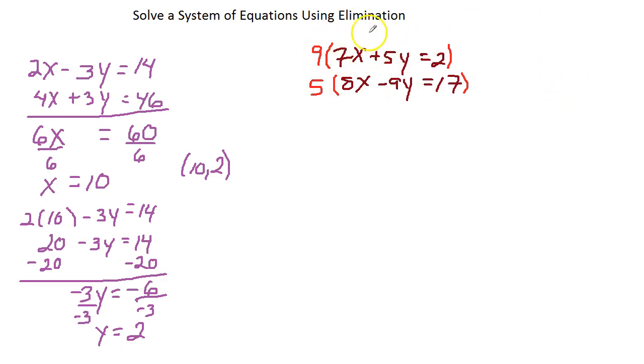And then you just distribute. We just take this 9 times everything. So let's see, we're going to get 7 times 9 is 63, so we have 63x. 9 times 5 is 45, so plus 45y equals 9 times 2 is 18.